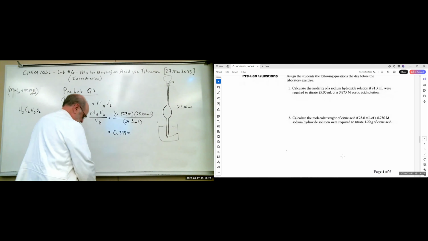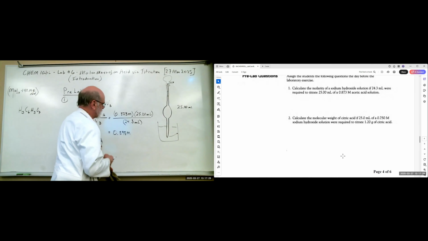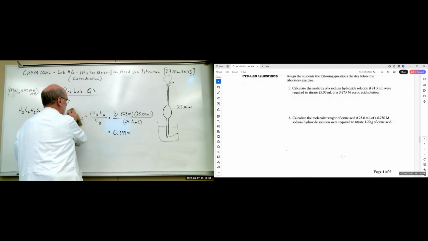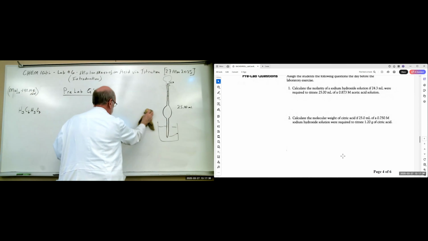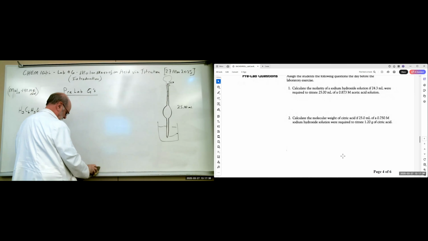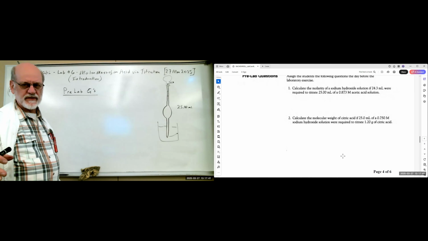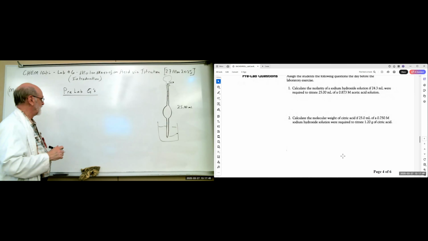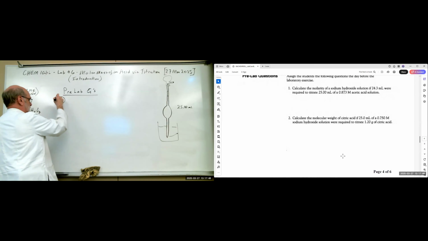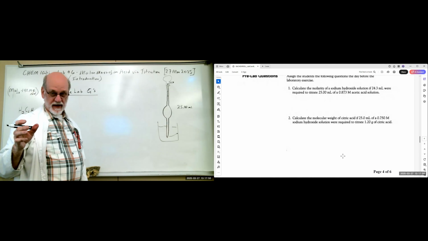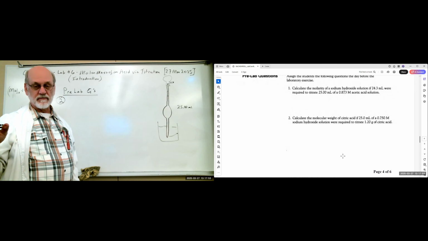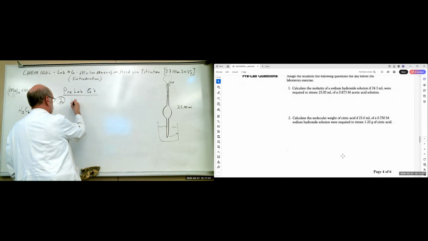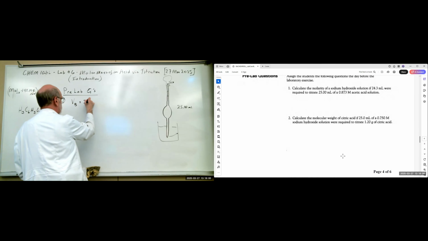Let's see, number 2. I think number 2 is going to take a standard base, and we're going to calculate the molar mass of citric acid based upon this titration. Okay, so number 2, we're given 25 milliliters of 0.75 molar sodium hydroxide solution required. Well, the volume of the standard base is 25 milliliters.